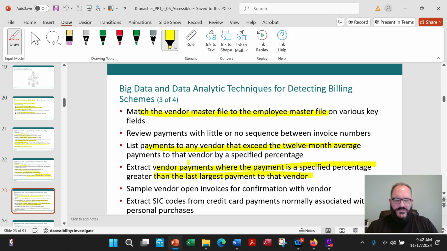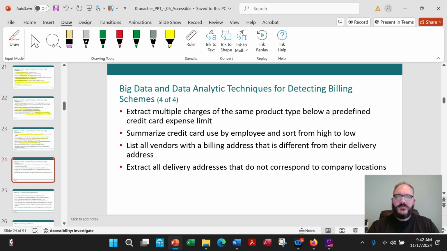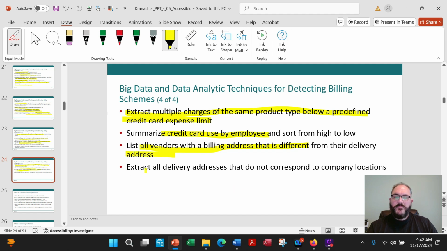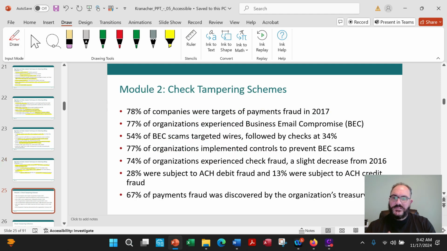Anyway, some additional ones here. Let's see what else. Multiple charges for the same type of product below a defined credit card limit. Summarize the credit card used by employee. That's also something good to do. Different billing address from the delivery address. Again, delivery addresses that do not correspond to company locations. So you can see a lot of this is just the internal controls, making sure. Hopefully somebody has set it up to alert these things.